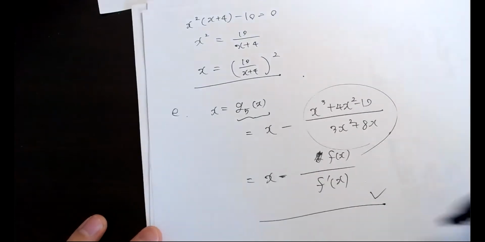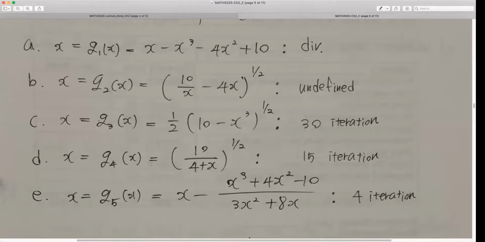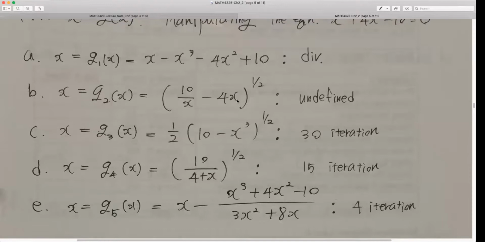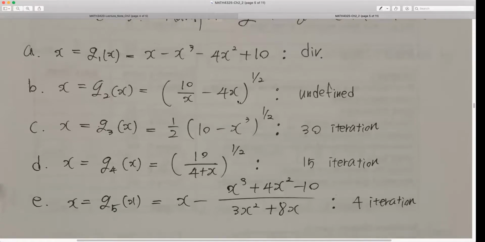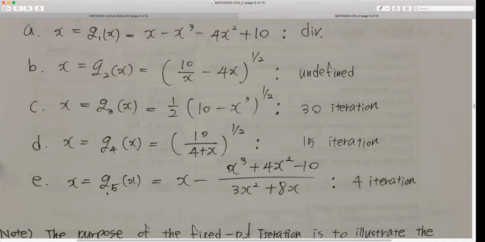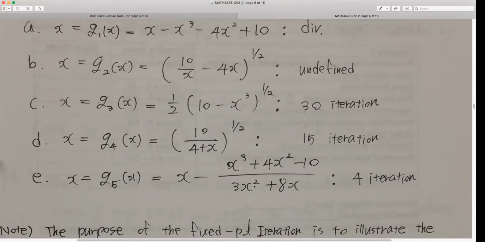Okay, so now let's see the result. Applying the fixed point iteration technique, it turns out that G1 diverges, G2 is undefined, G3 takes 30 iterations, G4 takes 15 iterations, and G5 takes 4 iterations. We see that the last one shows the best performance, right?